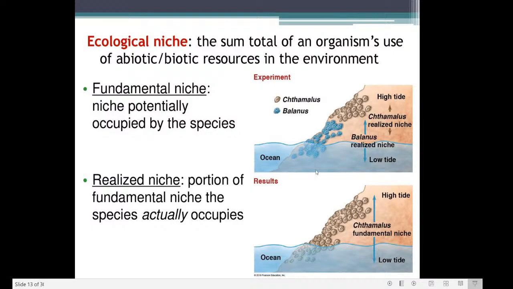Here the fundamental niche is potentially occupied, fully occupied by the species. Sorry, these images are wrongly placed. The fundamental niche means it's fully occupied by one species. The realized niche is a portion of the fundamental niche that the species actually occupies. The brown species is the chthamalus, and the other place is occupied by the balanus.